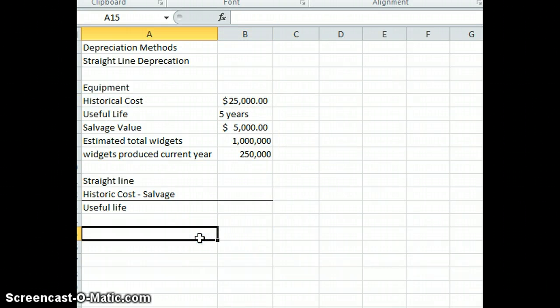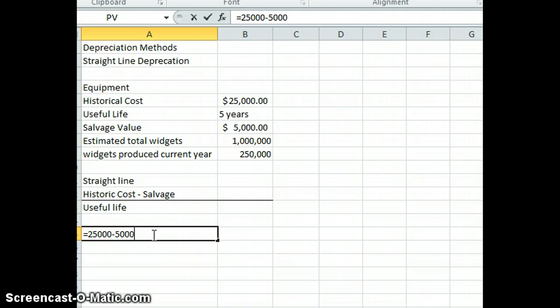So again, historical cost means that's the price we paid for it after including everything that we needed to include to get it ready for use, including insurance, freight, any shipping and handling, all that kind of stuff. So $25,000 is our historical cost. We're going to subtract salvage. You can see our salvage here is $5,000, so $25,000 minus $5,000.